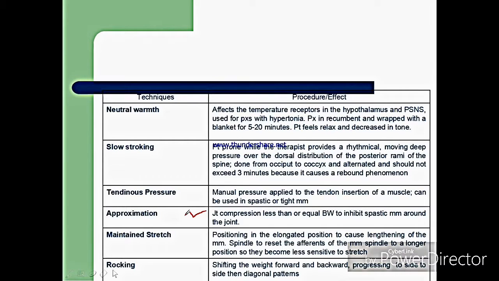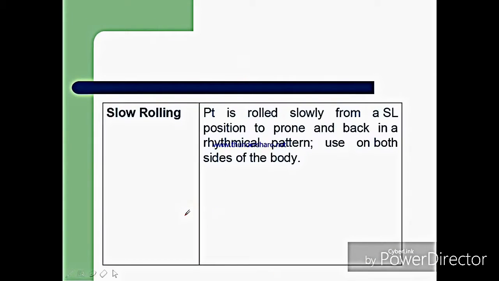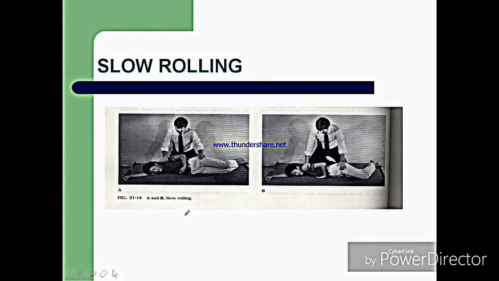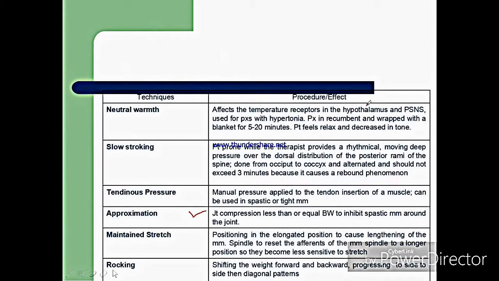Slow rhythmical movement is inhibiting and relaxing. Slow rolling is done. The patient is slowly rolled from supine to side lying. The therapist holds the patient's shoulder and hip. A decrease in hypertonicity is seen within a minute. So you can apply this to patients of Parkinsonism where rigidity is seen.